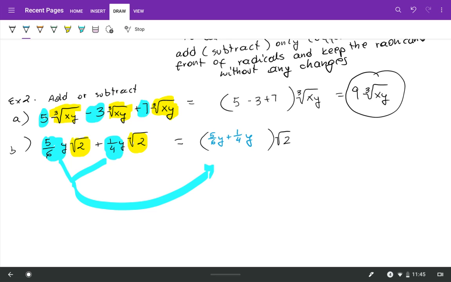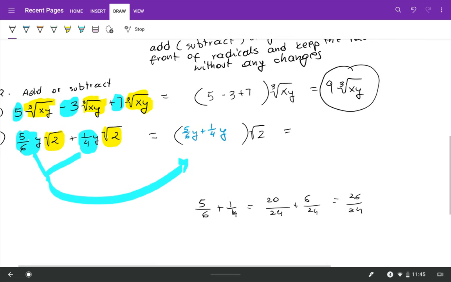So let's simplify that. We have, again, fraction 5 over 6 plus 1/4. So you need a common denominator, which will be 24. 24 divided by 6, 4. 4 times 5, it's 20. Plus 24 divided by 4, it's 6. 6 times 1, it's 6. So that will be 26 over 24.